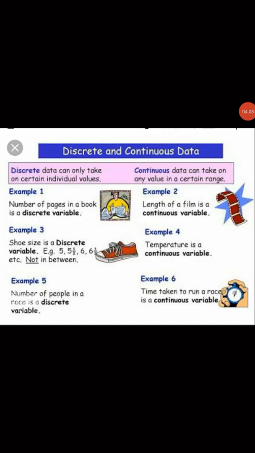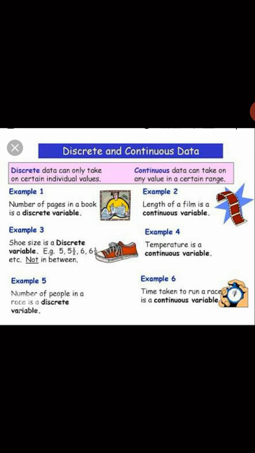Let's see a few more examples of discrete data and continuous data. If the number of pages of different books is given, then your number of pages will have a value, will have a number. It will be a whole number. So this data is a discrete data. So example 1 is an example of discrete data. So this data can be shown with the help of a pie chart or a bar graph.